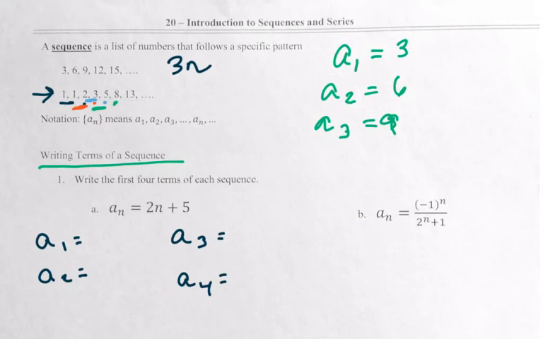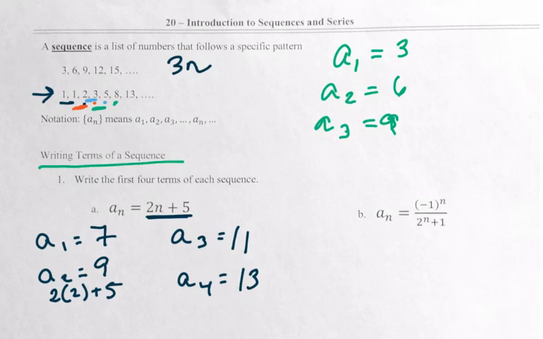Okay, so for a sub 1, we substitute in a 1 into this equation. 2 times 1 is 2. 2 plus 5 is 7. Okay, for a sub 2, we're going to substitute in a 2 into the equation. So it's going to be 2 times 2 plus 5. So that gives me 9. The next one's going to be 11. The next one's going to be 13. Okay, you can substitute each one in to verify and check. 2 times 3 plus 5. That's 6 plus 5, which is 11, etc.